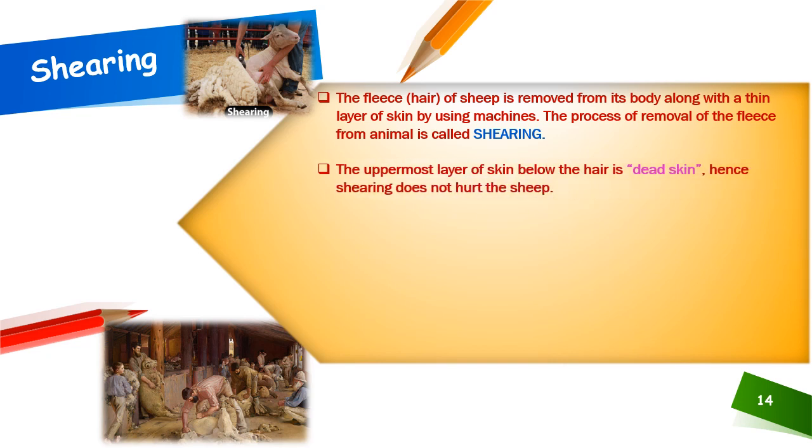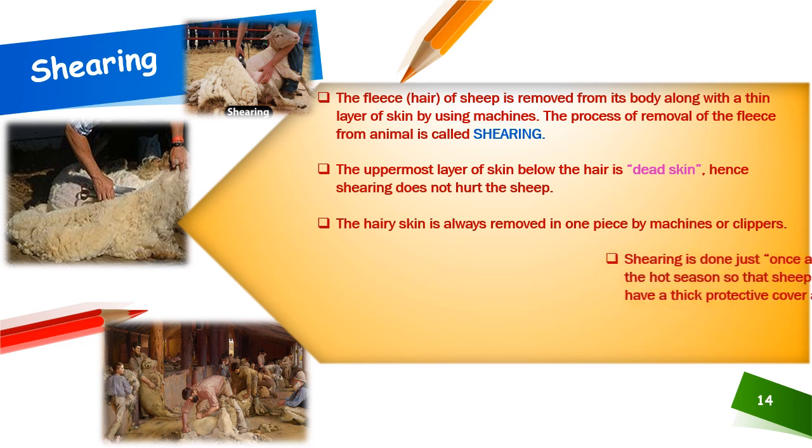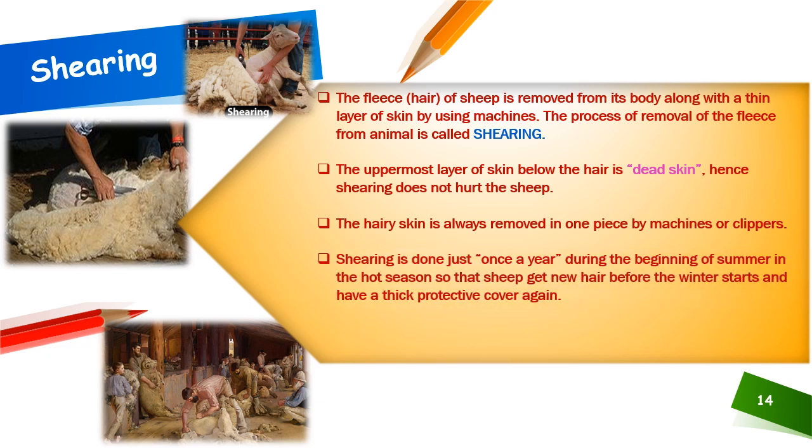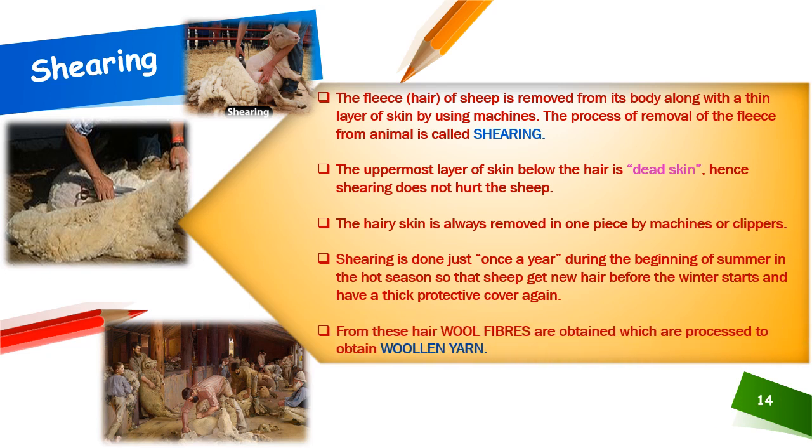The uppermost layer of skin below the hair is dead skin. Hence, shearing does not hurt the sheep. The hairy skin is always removed in one piece by machines or clippers. Shearing is done just once a year, during the beginning of summer in the hot season, so that sheep get new hair before the winter starts and have a thick protective cover again. From these hair, wool fibers are obtained, which are processed to obtain woolen yarn.